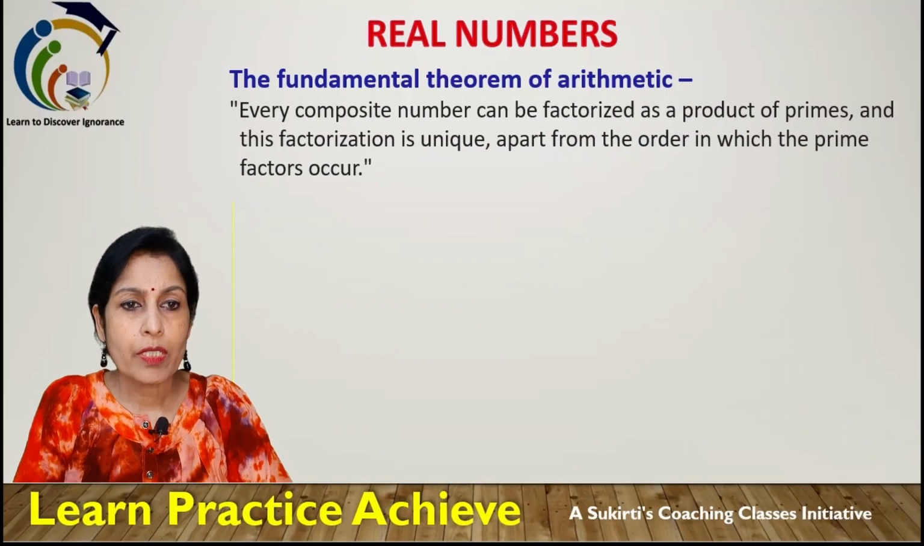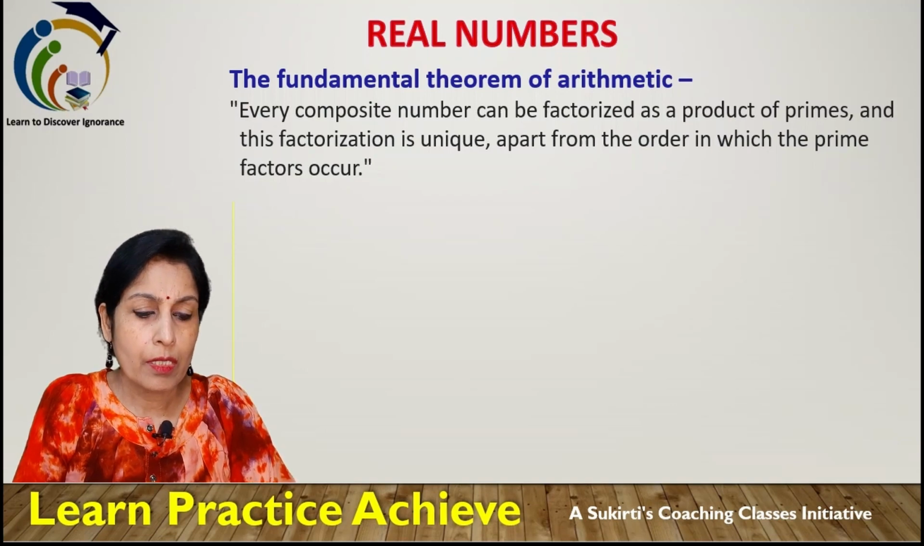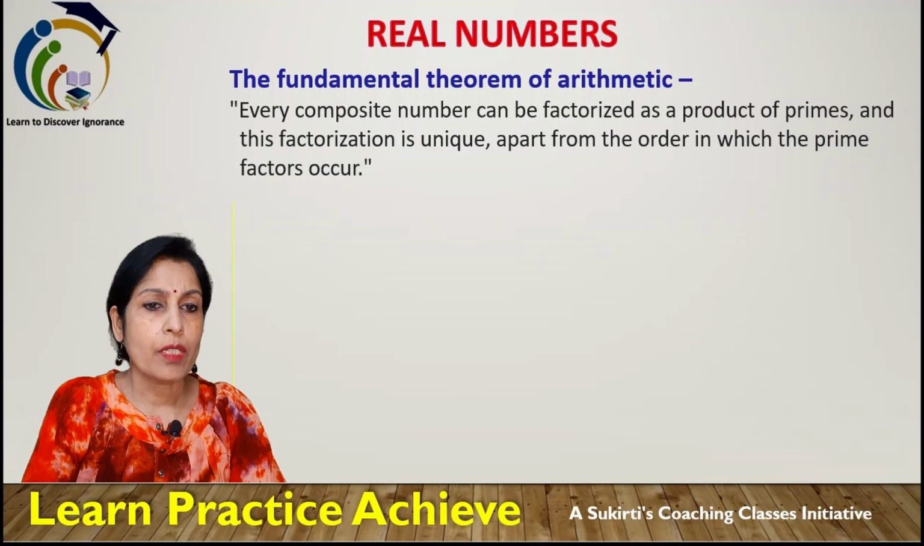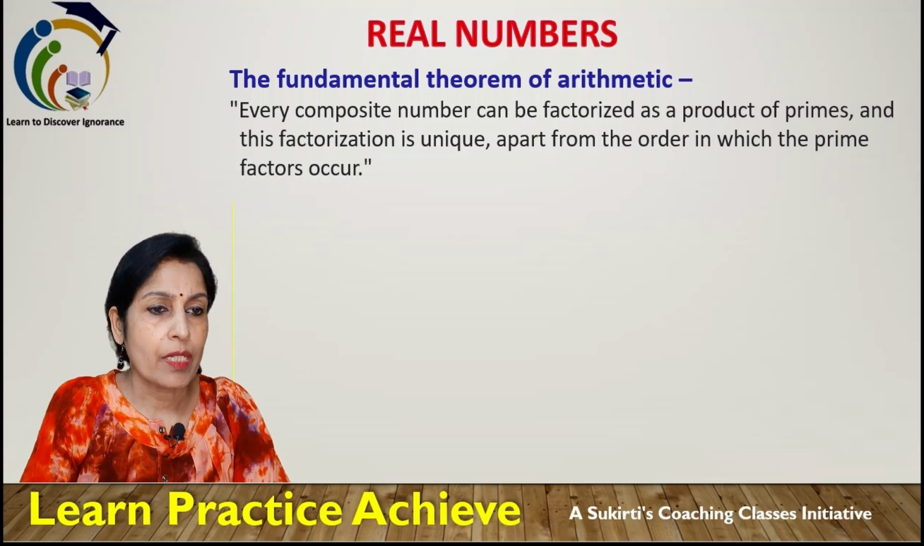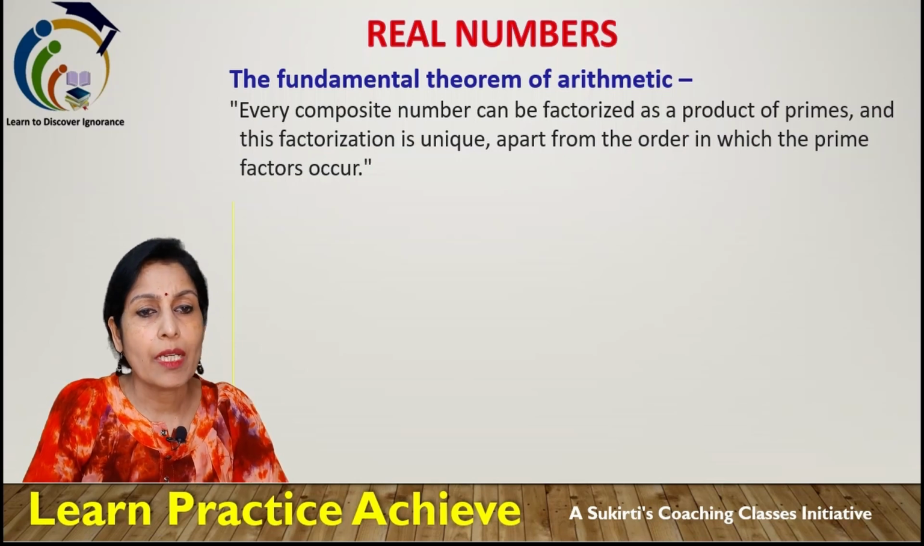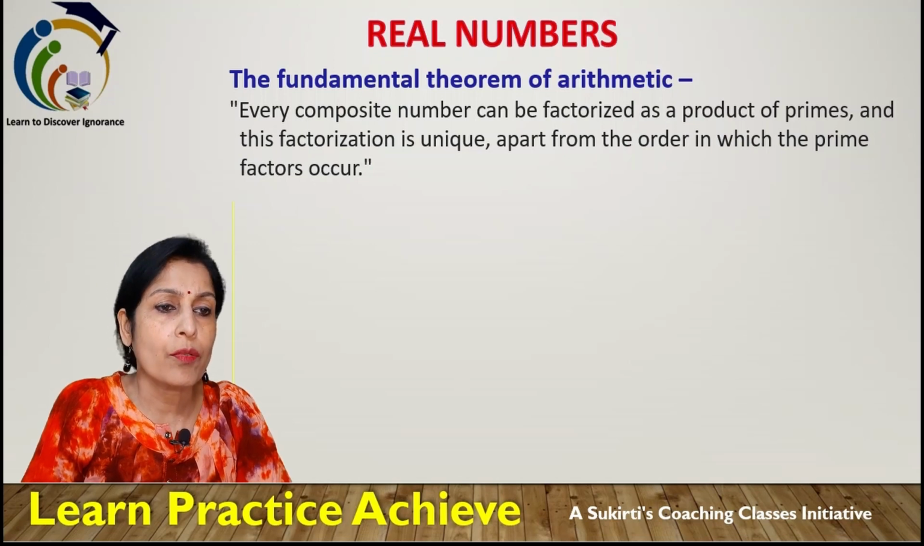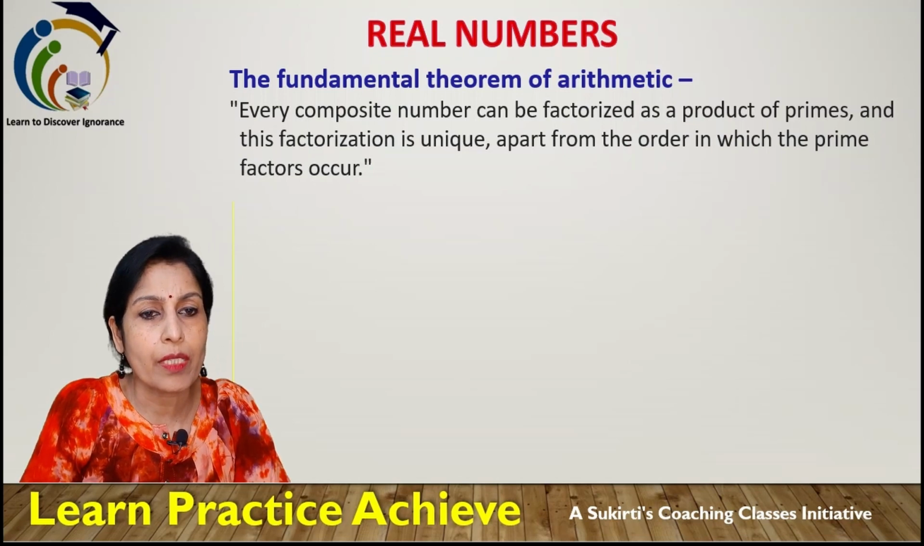Okay, so first we will discuss the fundamental theorem of arithmetic. So what is the fundamental theorem of arithmetic? Every composite number can be factorized as a product of primes, and this factorization is unique apart from the order in which the prime factors occur.